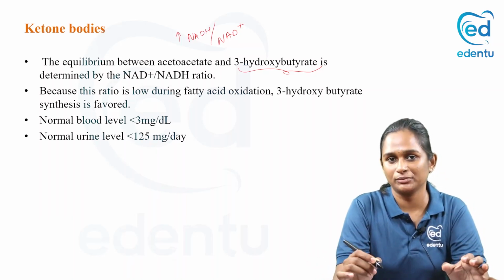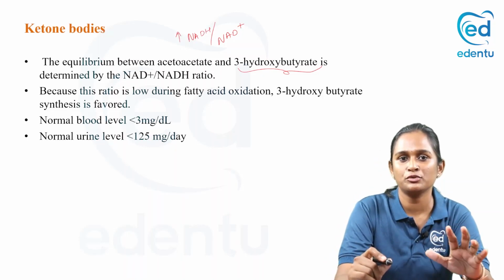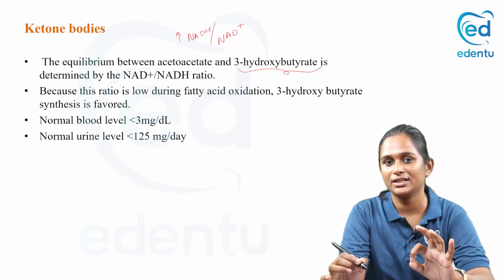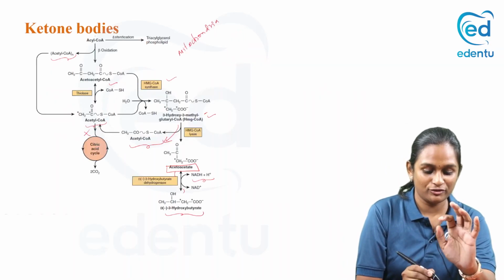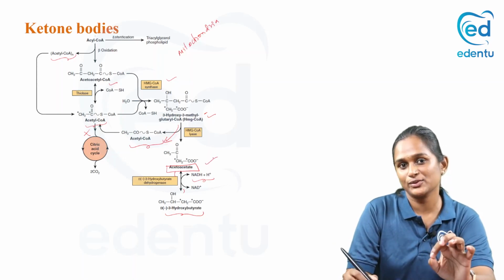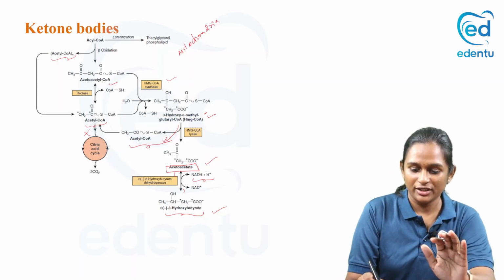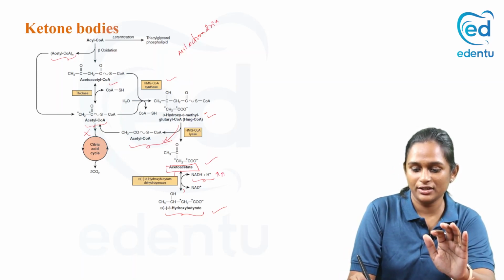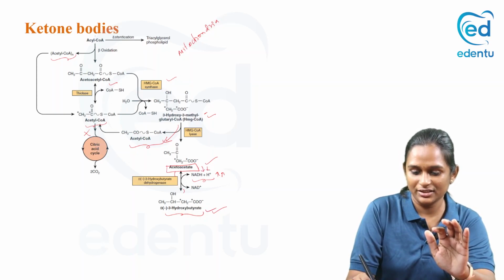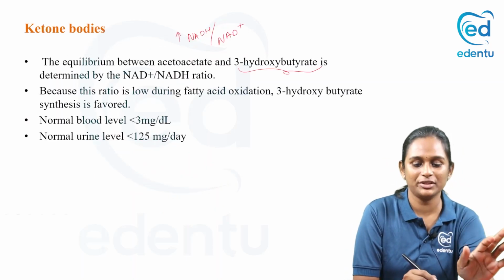This you have to remember, because in a previous year one of the MCQs was: all of the following statements are true regarding ketone body synthesis except, and the options were related to the NADH to NAD plus ratio. So for this you have to know the NADH to NAD plus ratio and whether acetoacetate or beta hydroxybutyrate is the final product of ketogenesis. If there is more NADH, beta hydroxybutyrate is the end product. If there is less NADH, acetoacetate is the end product of ketogenesis. This statement has to be clear.